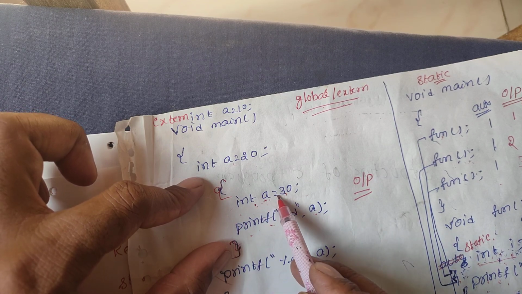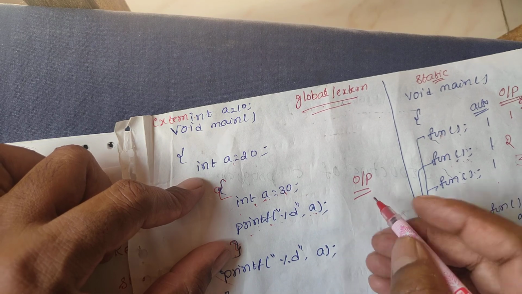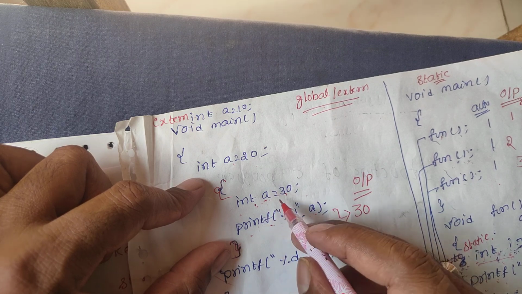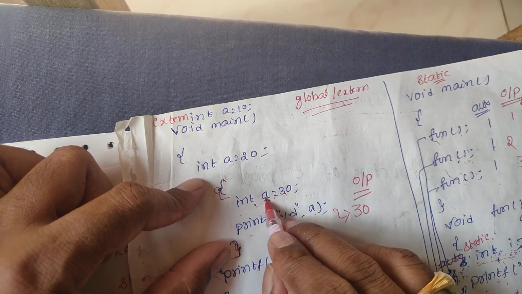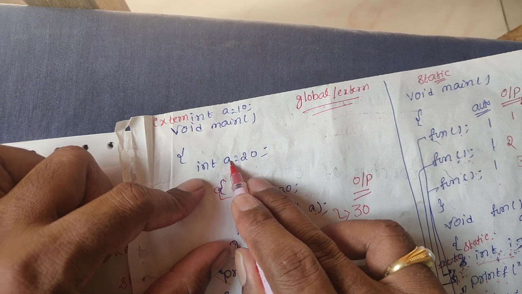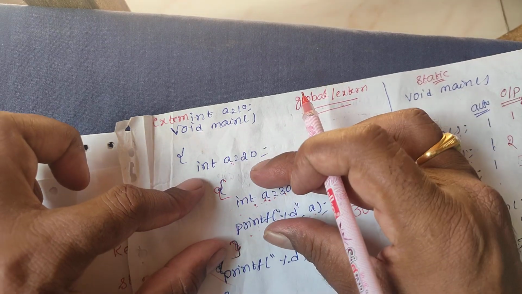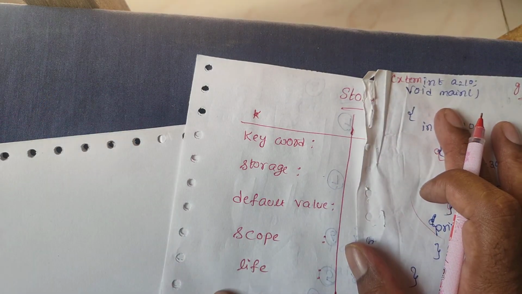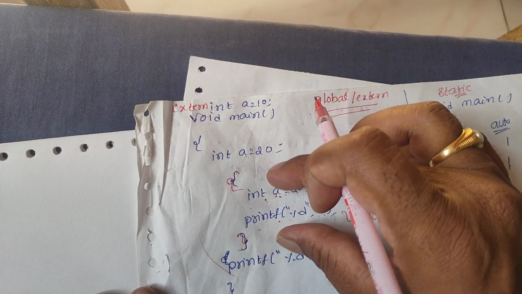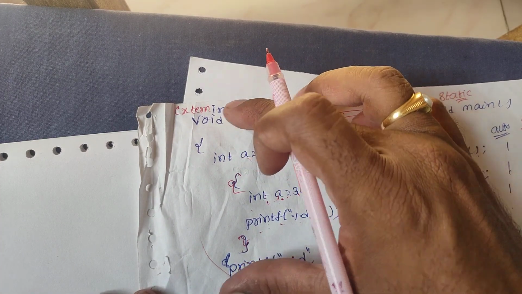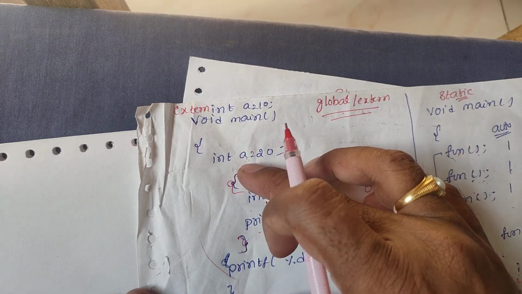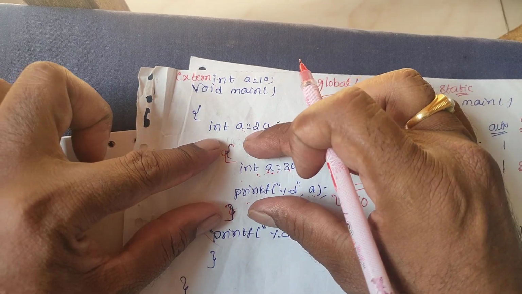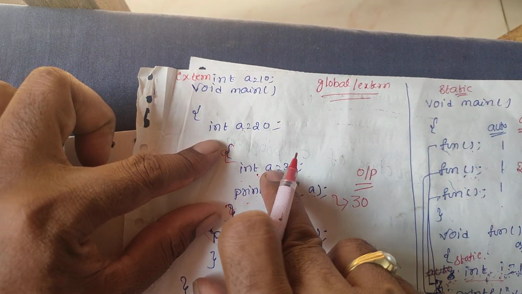So here int a is equals to 30, printf %d comma a, and our output is 30. After this, the value of a expires. That means this variable is not equal to that variable, and this variable is also not equal to that one. This is local to this block. What we are discussing here is scope and life. This is block scope, this is program scope, this is method scope. This block is allocated only to this one. After completion of this block, the value of the variable expires.